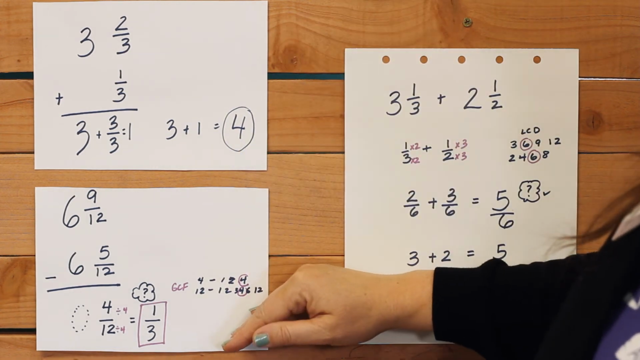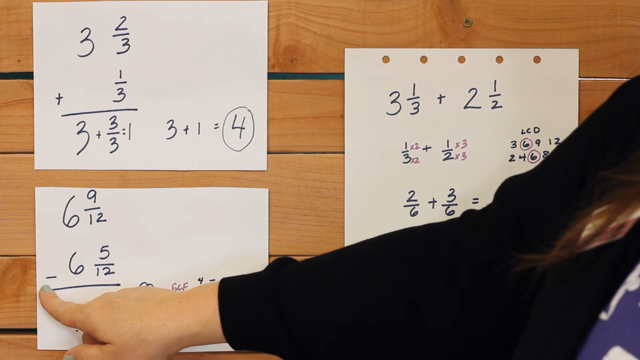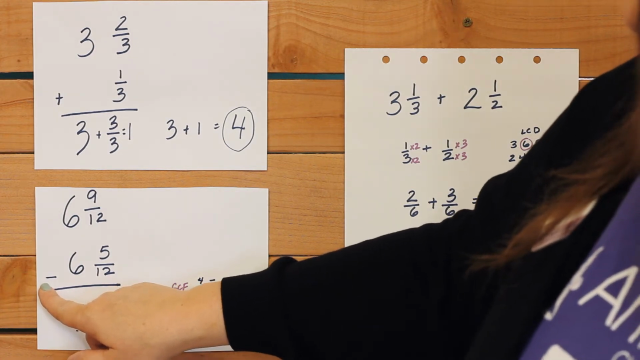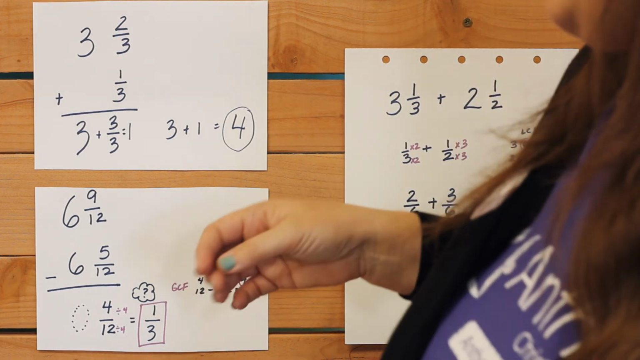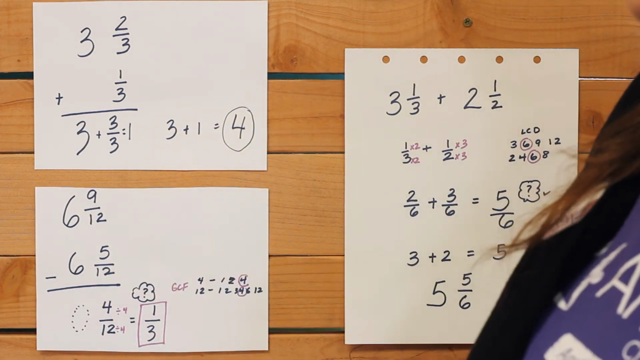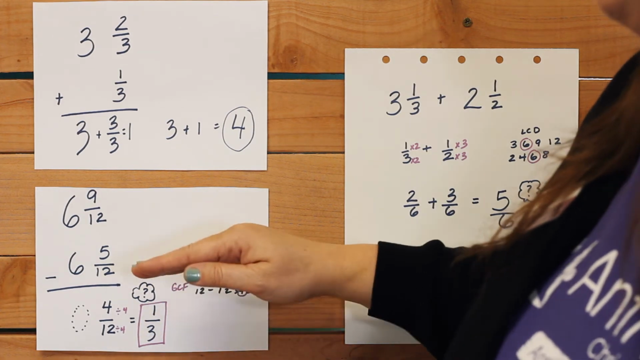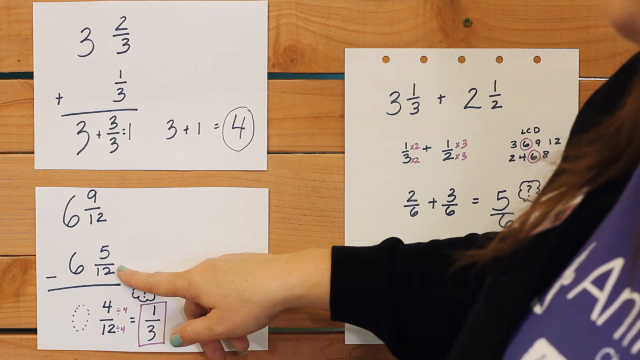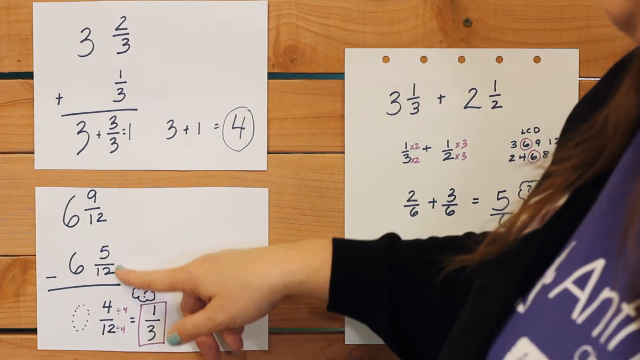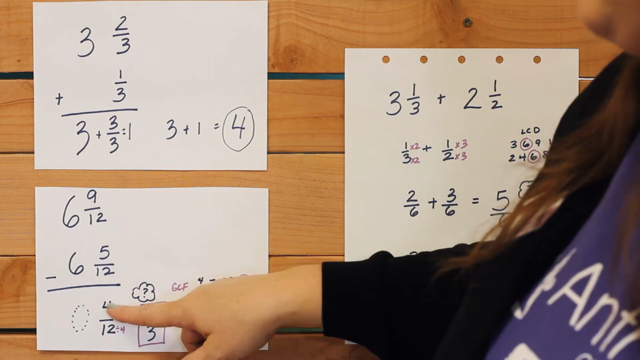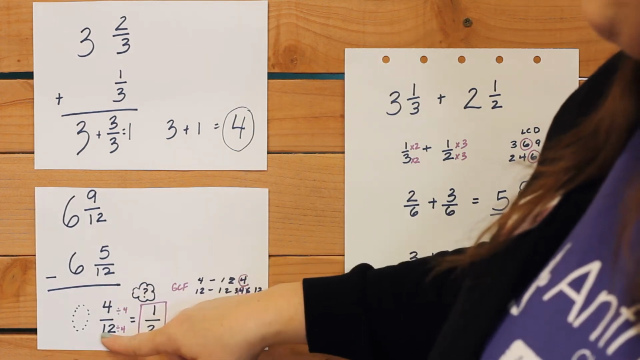Second problem is a minus problem. I'll make sure you identify that first so you're not doing the wrong adding or subtracting. So we have 6 9/12 and 6 5/12. Well, we can subtract the fractions. 12 is the denominator in both of them, so all we do is subtract the numerators. 9 minus 5 is 4. And then we put our 12 here.